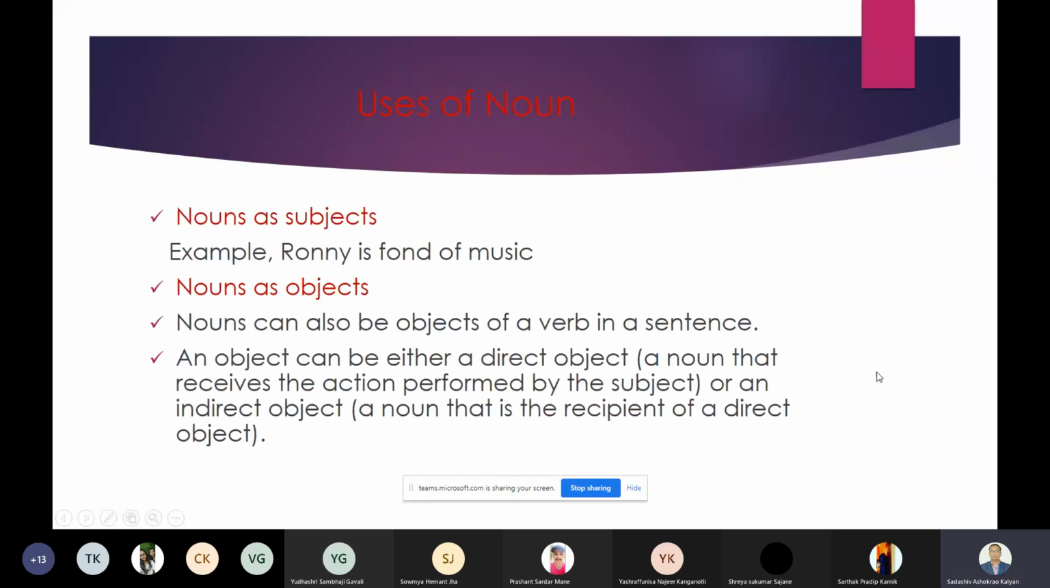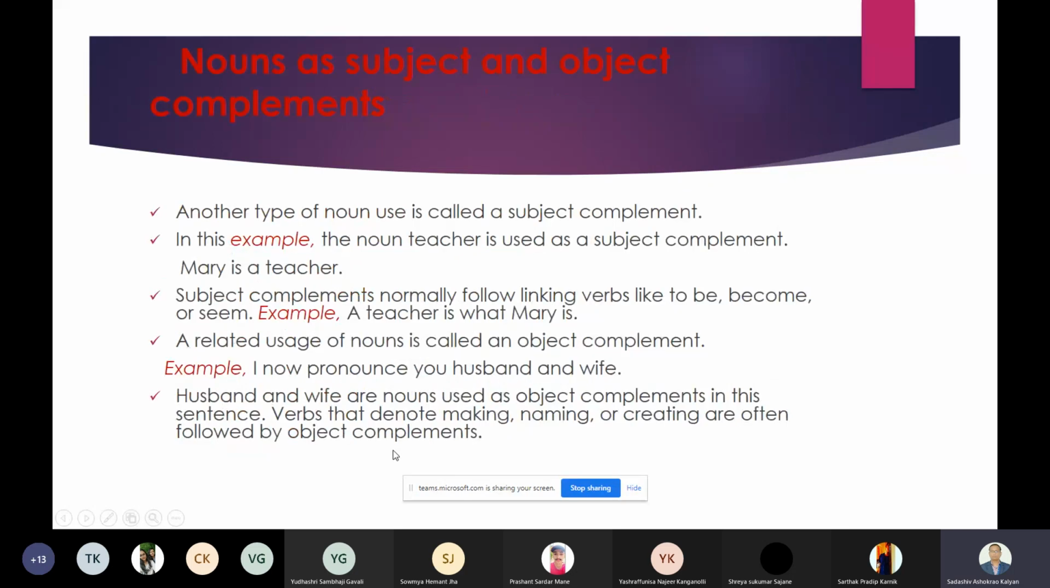Then we have also studied the uses of various kinds of nouns, how nouns are used as subjects in the sentence. Ronnie is fond of music. Here the word Ronnie is used as the subject in this given example. This is a noun. And nouns are also used as objects, the object of a verb in a sentence. It can be the direct object or the indirect object in our sentence.